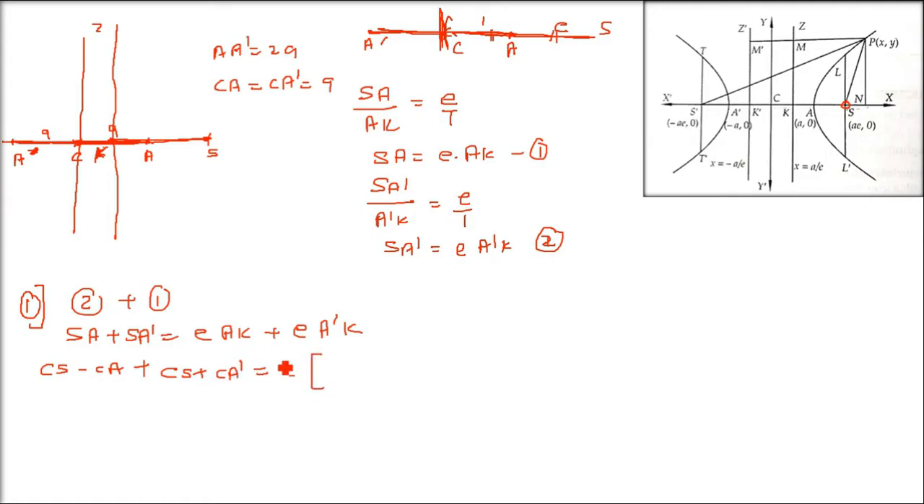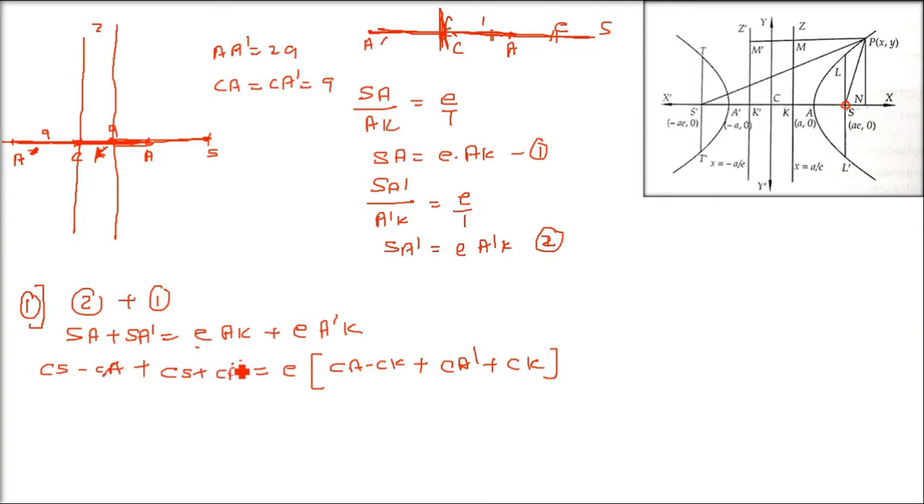Now take e common from these two. In place of AK, I can write CA minus CK. If you subtract CK from CA, you are going to get AK. Similarly, A dash K can be written as A dash C plus CK, or CA dash plus CK. I'm just taking the parts and adding them, or taking the parts and subtracting them, so that we get the above equation.